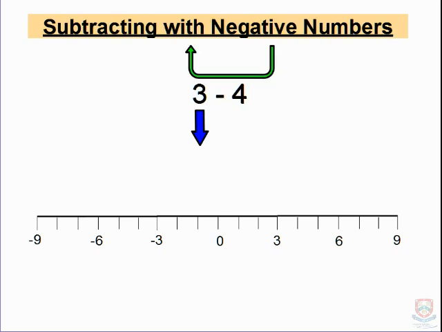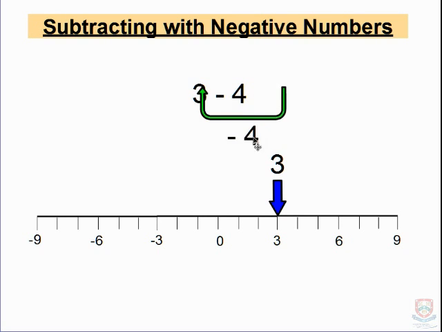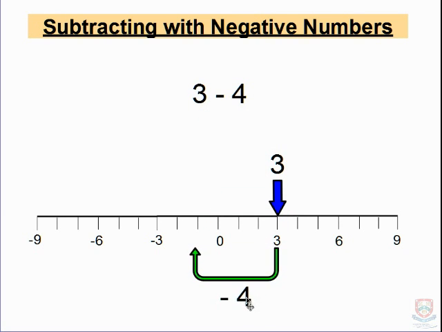Now let's have a look at what happens when we subtract with negative numbers. The same thing's going to happen, but when we subtract, when we take away a number, we're going to make it smaller, so we're going to move left down our number scale. So we start with 3, because 3 is our beginning number, and then we're going to take away 4. So we're going to move down 4 numbers along the number line. 1, 2, 3, 4, giving us an answer here at negative 1.